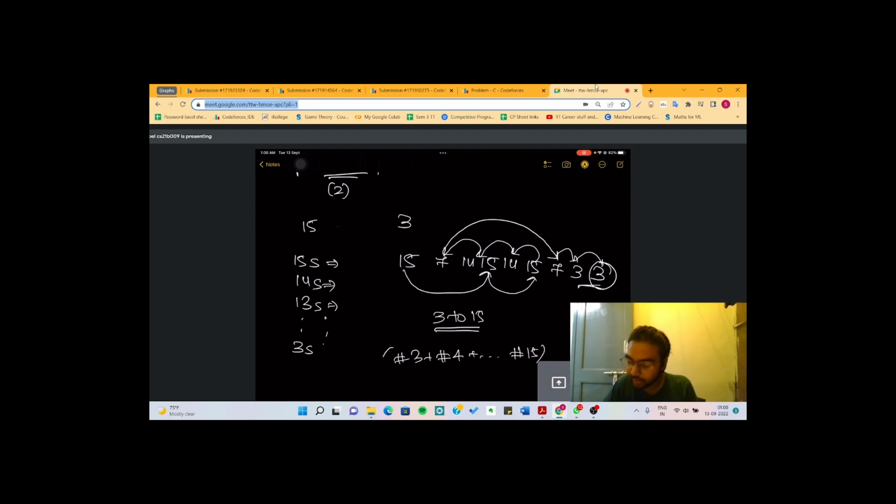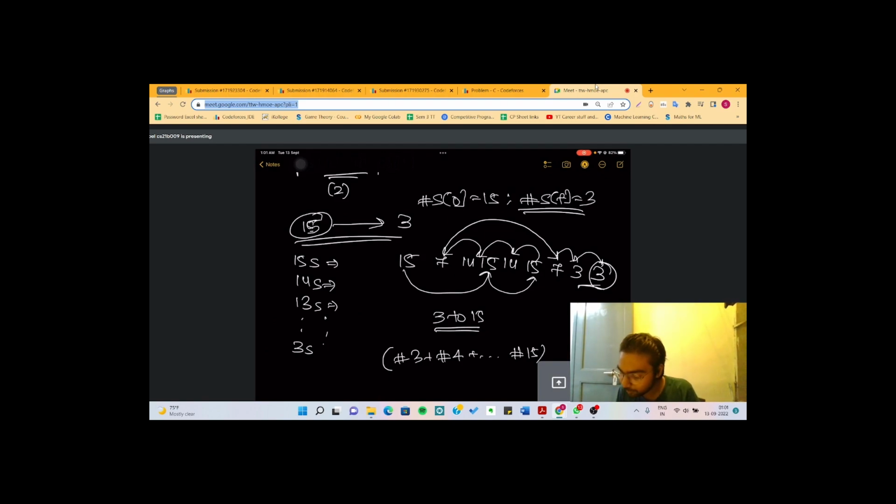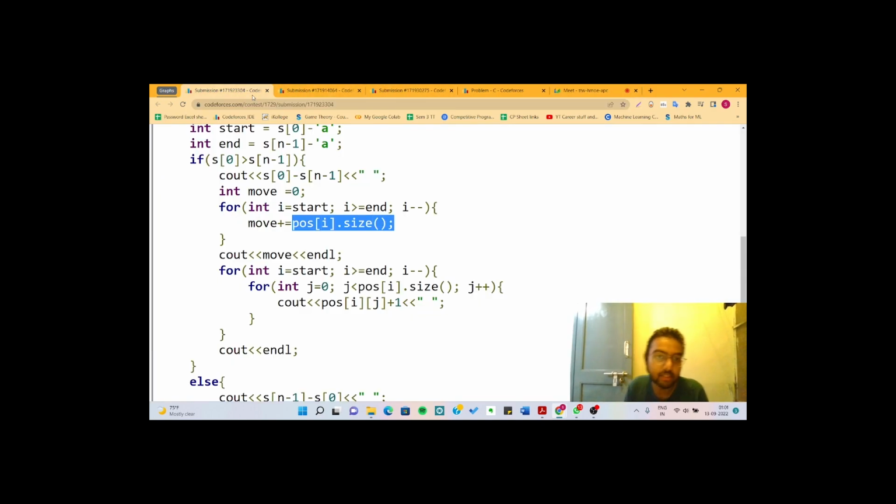In this example, I'm moving from a 15 to a 3. Initially S0 has the index 15, and S final has the index value 3. So in this case, my number of moves will be the number of threes plus fours and so on up to 15s. So that is basically the size of this.